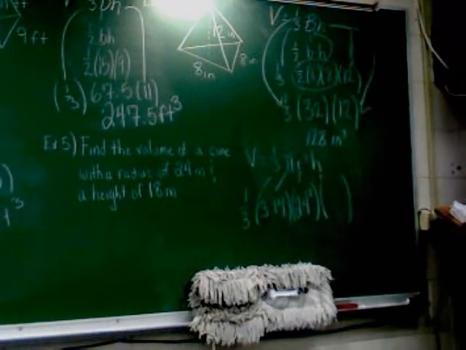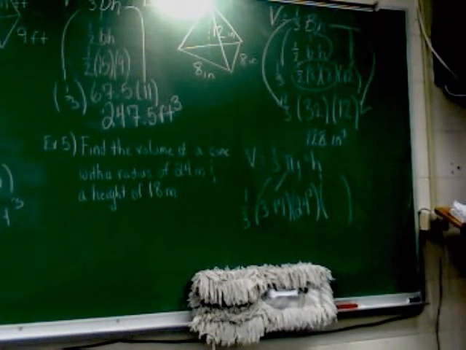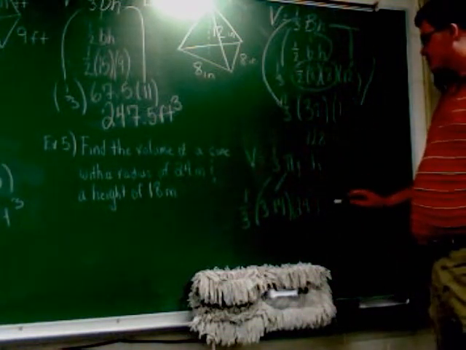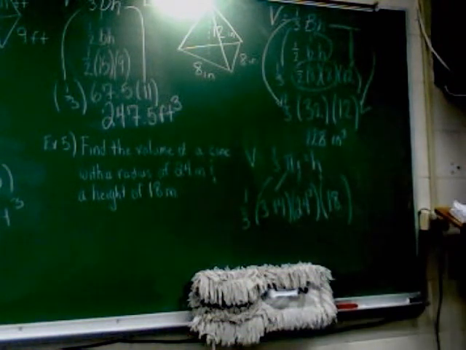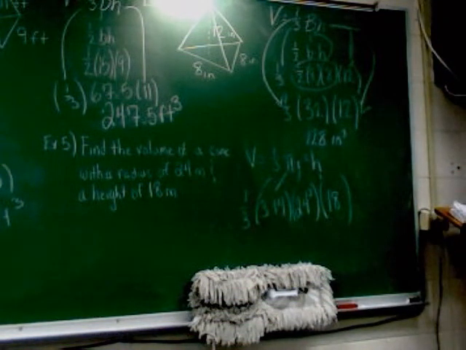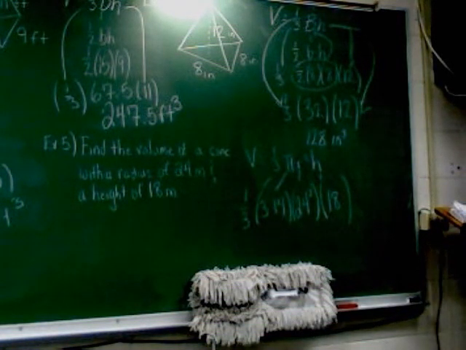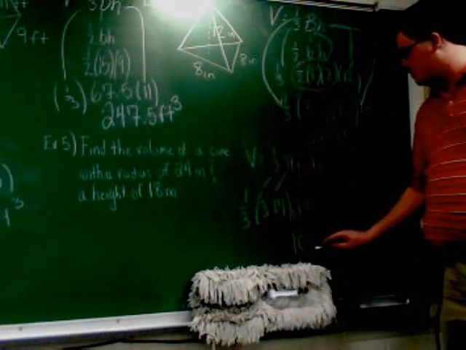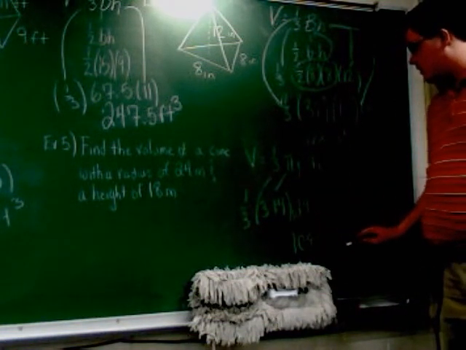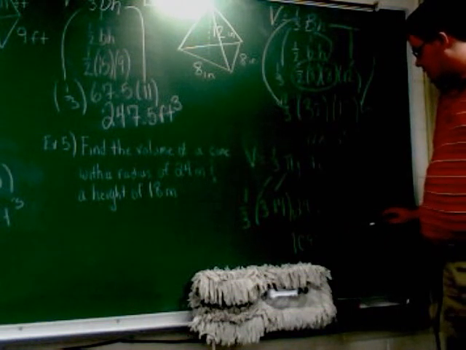Last thing is h, the height. What's the height of the entire cone? Relax, Jackie. You got it, right? There's no extra credit here. Relax. Brooke? 18. So you're doing 1/3 times 3.14 times 24 squared, which is 576, times 18, and you're going to output the answer, and the answer is 10,851.84. That's meters.